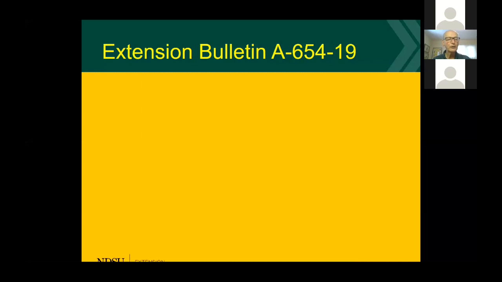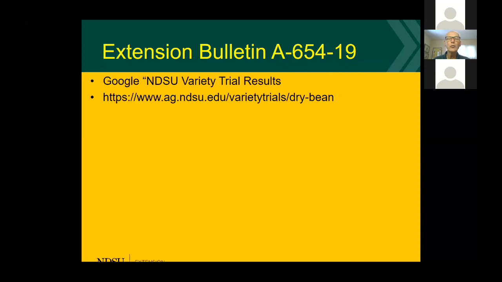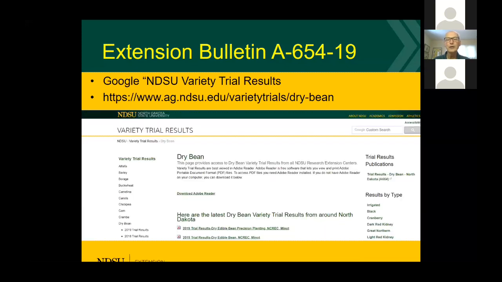The next point I'm going to talk about is the variety selection that we can do. We do have an extension bulletin. The easiest is to Google NDSU variety trial results. That will be at the URL indicated on this slide. This will be the landing page that you come on. You then click on the trial result publication and you will get the publication in PDF format. There are also published documents available at extension offices throughout our state where you can pick them up.